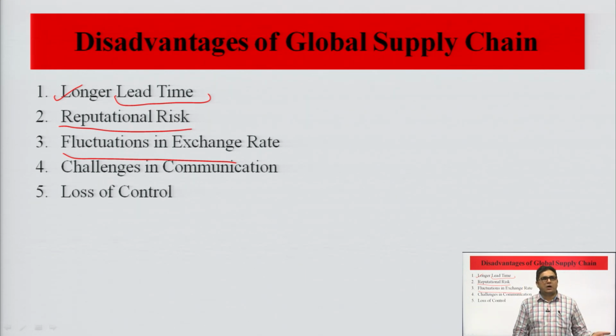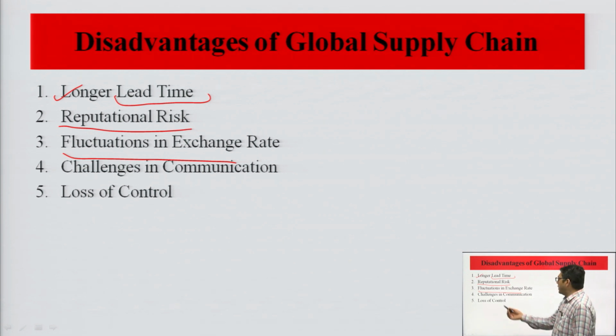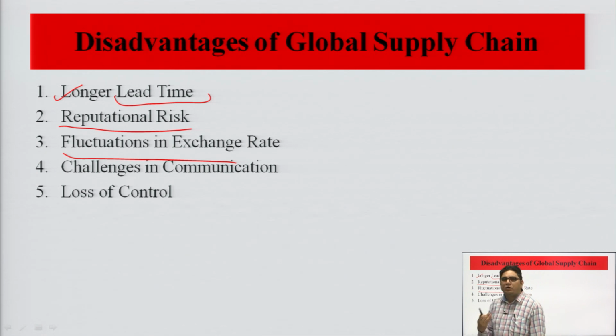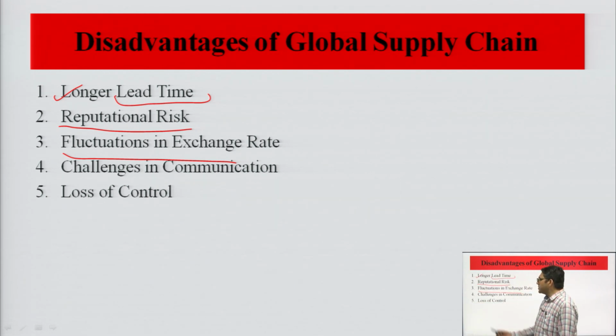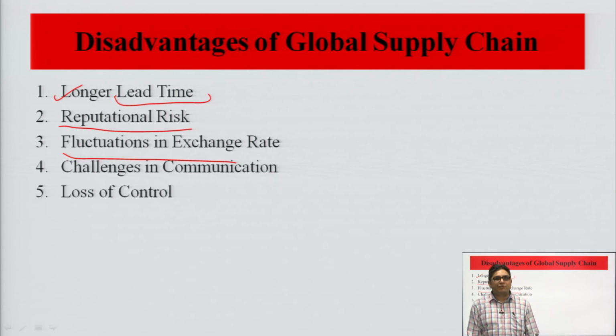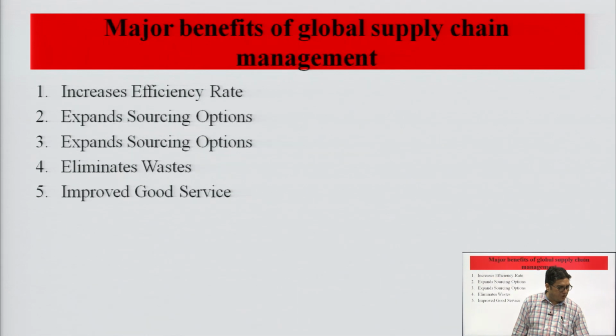See, in the case of software companies, there are challenges in communication, every country has its own language, its own culture. So, in the global supply chain, communicating with each of them would be a challenge. Next, it is about the loss of control. Since we are present in multiple countries, a company might lose its control over the supply chain.